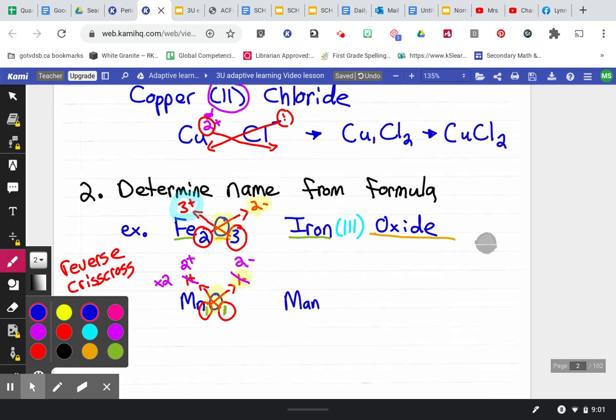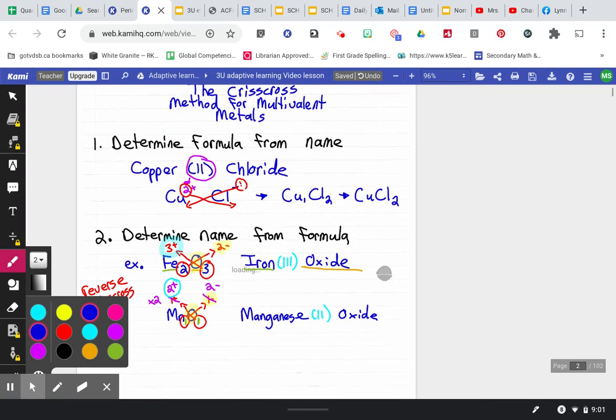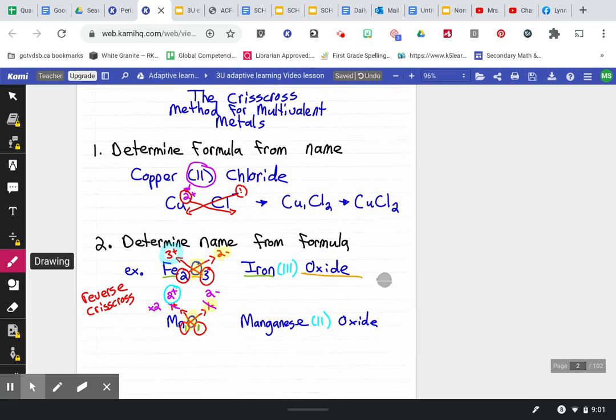Mn, manganese. This 2 plus tells us that it's manganese 2, and O for oxide. Okay, so this is just an example. This manganese 2 oxide is an example of when the formula has been reduced, and then we just have to essentially unreduce it to get the correct Roman numeral. So this was just a quick tutorial on how to use the crisscross method for determining names and formulas for multivalent metals.